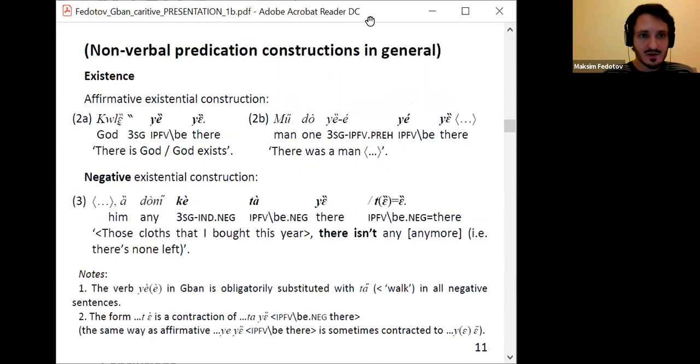So the general means of expressing existence in Gban is the following construction. For example, God exists. Literally, it's God is there. And its negative counterpart is the same, although there is a slight difference. The copula, the verb to be, is changed in negative sentences to a suppletive verb ta. But the rest is the same. So "there aren't none left" is rendered as "any of them isn't there."